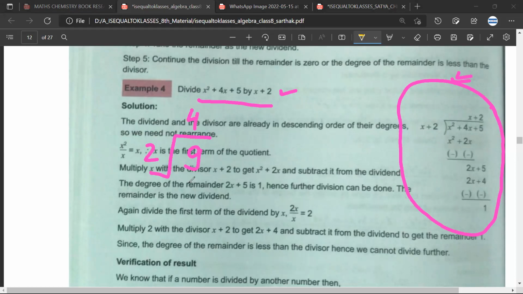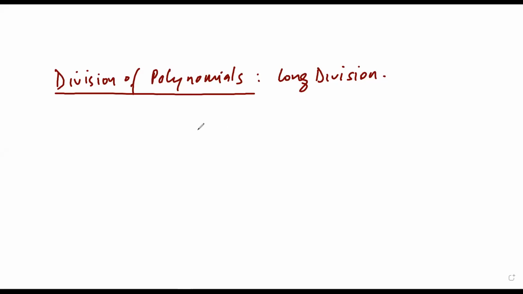So, 2 fours are 8, remainder 1. Basically, the same method is being used. Have you understood? Yes, sir. So, basically, it is the same method.